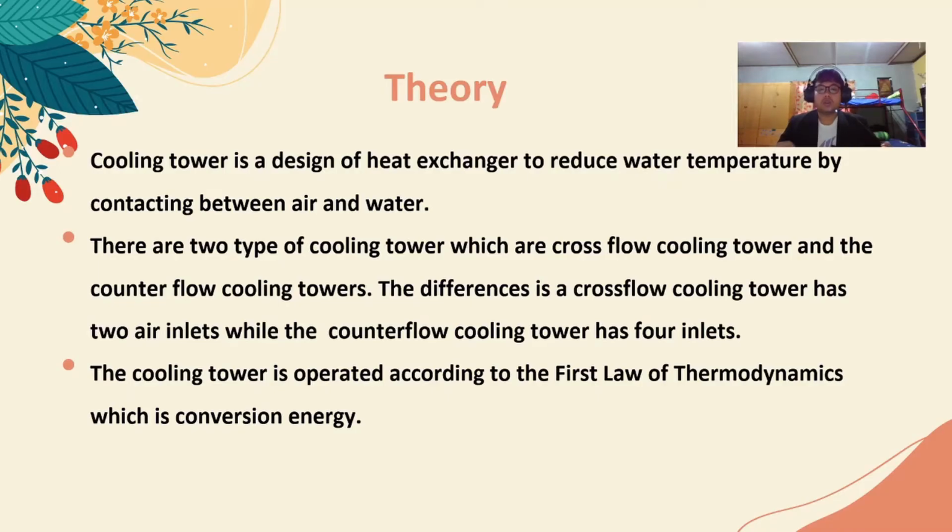The theory of a cooling tower is that it is a design of heat exchanger to reduce water temperature by contact between air and water. There are two types of cooling tower: the cross flow cooling tower and the counter flow cooling tower. The difference is that the cross flow cooling tower has 2 inlets while the counter flow cooling tower has 4 inlets. The cooling tower operates according to the first law of thermodynamics, which is conservation of energy. Energy cannot be destroyed, but can be passed from one form to another.